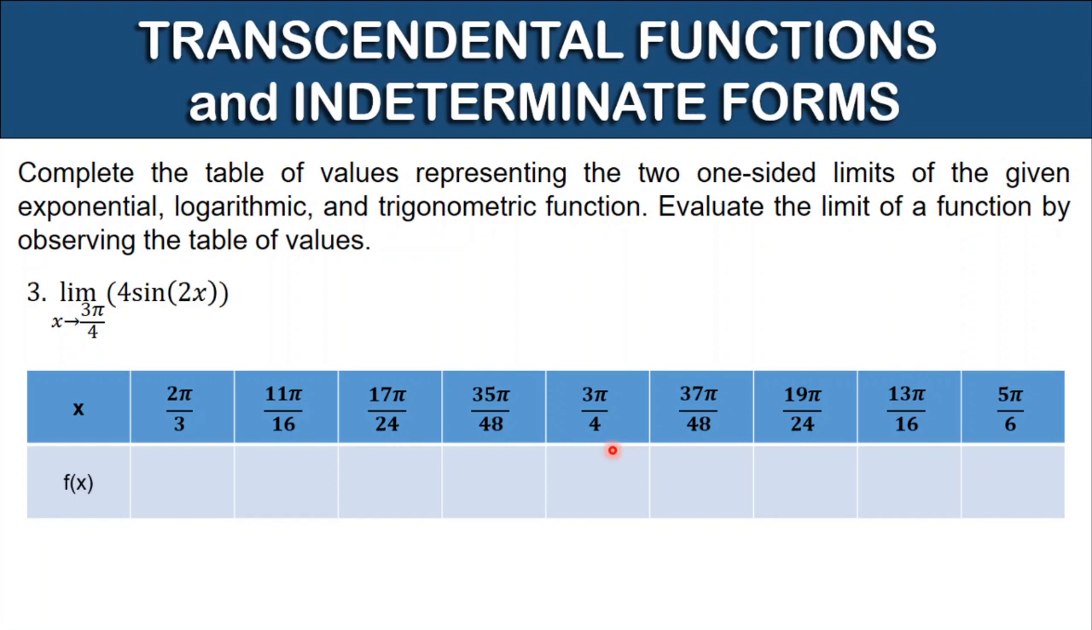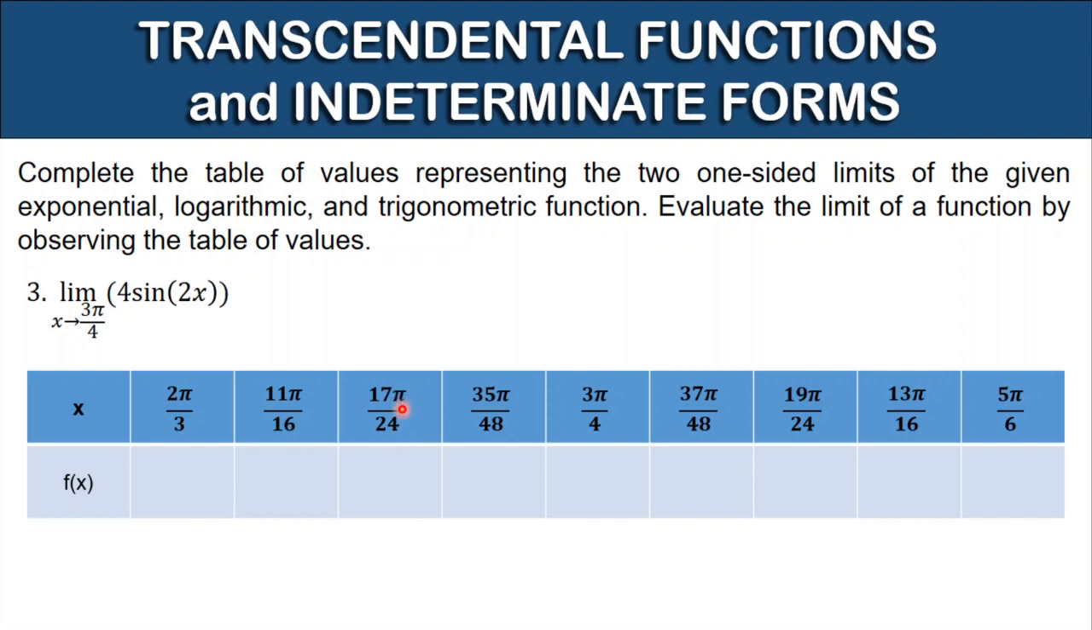Then kuhanin natin yung mga radian measures na katabi niya sa unit circle. We have the 2 pi over 3 which is 120 degrees and 5 pi over 6 which is 150 degrees. Then kuhanin lang natin yung mga radian measures in between them. So if we're going to add 2/3 and 3/4, kung ano yung magiging sum niya, i-divide lang natin sa 2. And that will be 17 over 24.